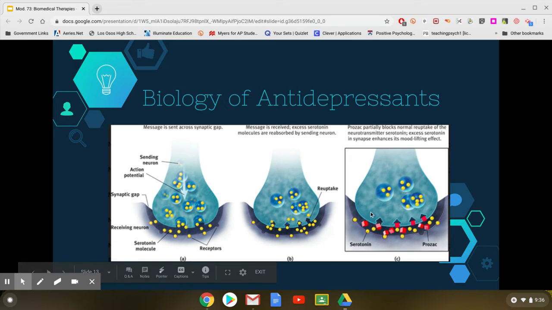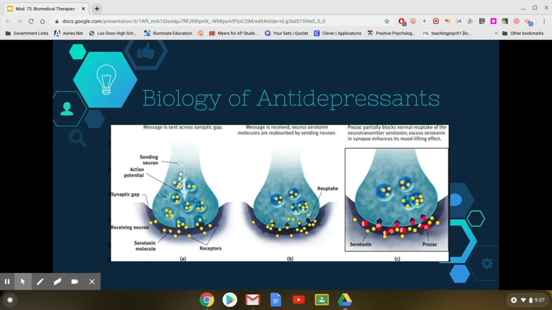It's repackaged, sometimes it's just absorbed by that sending neuron. So how these SSRIs work is they partially block reuptake. You notice here, they're not necessarily working on this receiving neuron, they're actually preventing reuptake from happening. You can think of them as blocking the door. And what that does is leave more serotonin in the synapse. Otherwise, all that excess that didn't bind would have been taken back up into that sending neuron.